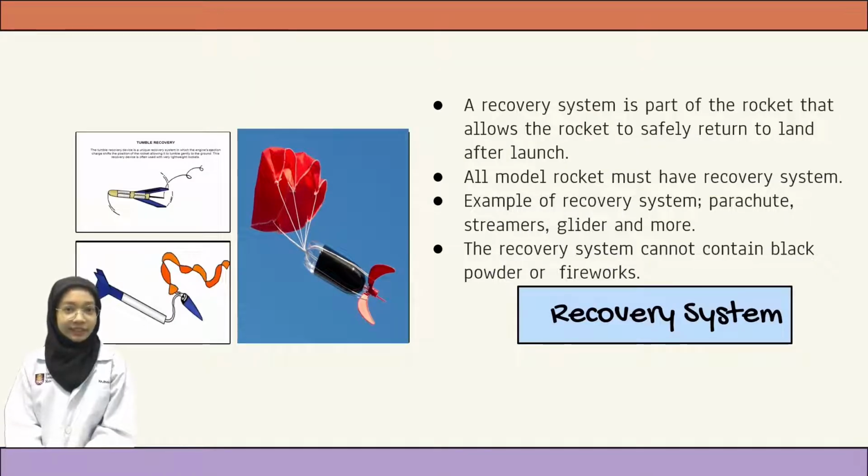Next is the recovery system. A recovery system is a part of the rocket that allows the rocket to safely return to land after the launch. All model rockets that travel over 6 meters in altitude must have a recovery system that limits their descent rate at the time of touchdown at ground level. A falling rocket or any rocket parts can be very dangerous, so any recovery system malfunction will disallow any record of flight. Examples of recovery systems include parachutes, streamers, gliders, and more. And the recovery system also cannot contain black powder or fireworks.